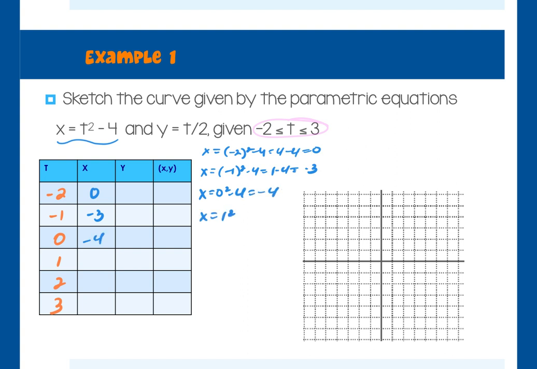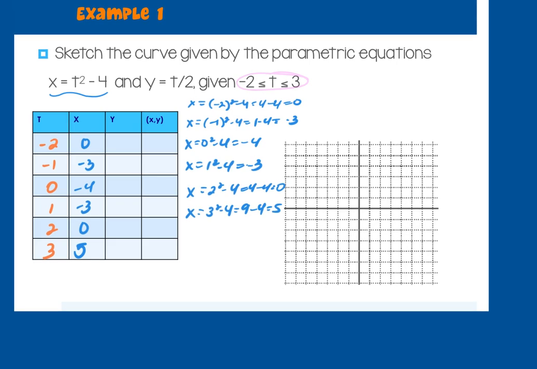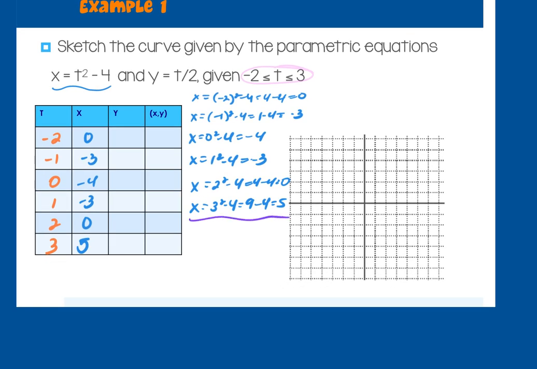X would equal 1 squared minus 4, which is negative 3. X would equal 2 squared minus 4, or 4 minus 4, which is 0. And x would equal 3 squared minus 4, 9 minus 4, which is 5. And then we do y.